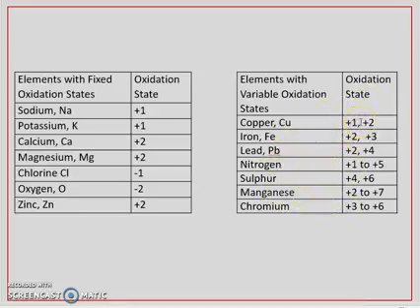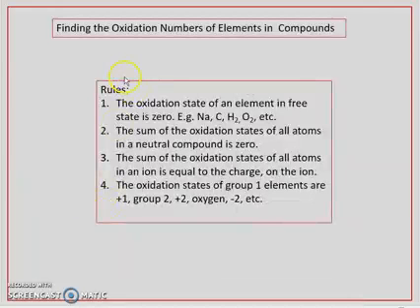Copper can be +1 or +2 depending on the compound. Iron can be +2 or +3 depending on the compound. Lead can be +2 or +4 depending on the compound. Nitrogen can be from +1 to +5 depending on the compound. Sulfur can be +4 or +6 depending on the compound. So are manganese and chromium. Are you getting me? So these ones with fixed oxidation state, I urge you to memorize them. It's common. So let's solve some examples: finding the oxidation numbers of elements in a compound.